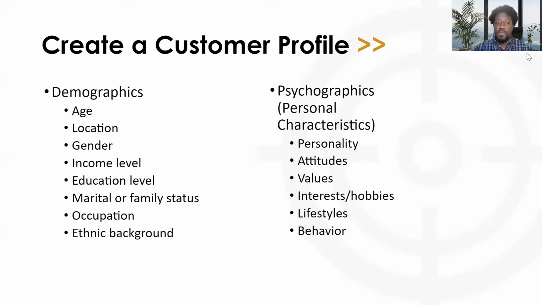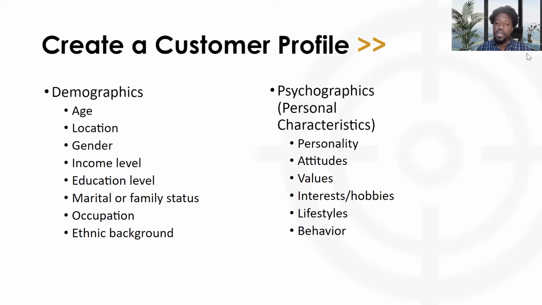So the first piece in a customer profile you want to think about is the demographics, right? Demographics is your age, location, gender, income level, education level, marital and family status, occupation, and ethnic background. The next piece is a super important piece. It's the psychographics, which is the personal characteristics of your ideal customer, ideal client, the persona of what that person would be. So it's the personality. Are they fun, flirty, humorous, or what's their attitude, or what are their values? What do they value the most?